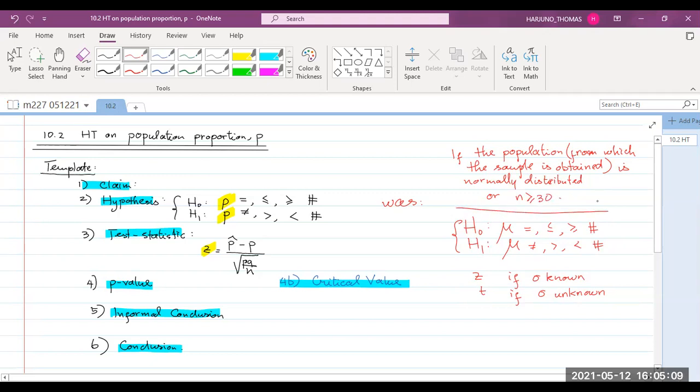Now, for population proportion, the requirement is that n times p hat times q hat is at least 10. I will show you later on how to check that. Basically, the sample size has to be big enough. You will see that the sample size has to be at least 40 actually, more than 40.